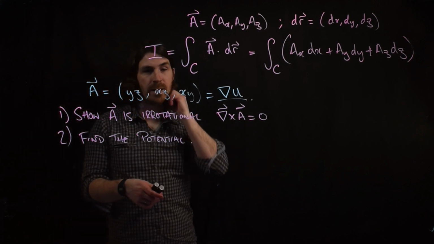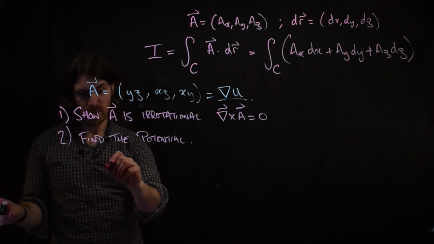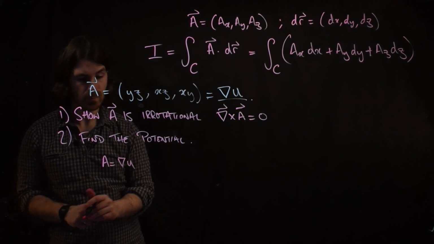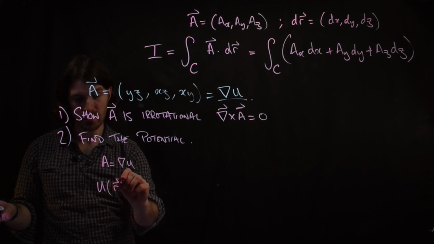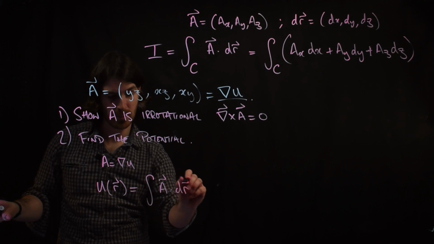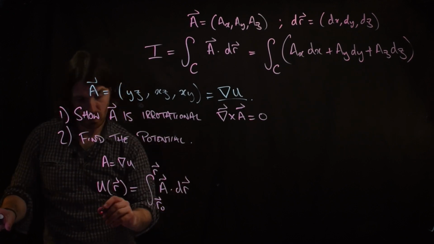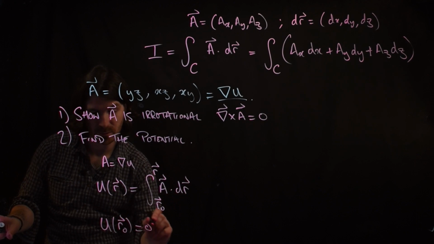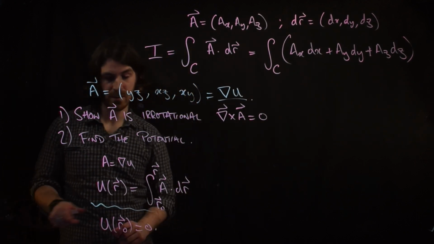Okay, so now we're going to find the potential. Right. So we know that A is equal to the gradient of U. And we saw that this meant that we can write U of R as the integral of A dot dr from some R0 to R, where it's understood that U evaluated at R0 is equal to 0. Okay, this is our convention. Right, so this is how we calculate our potential.